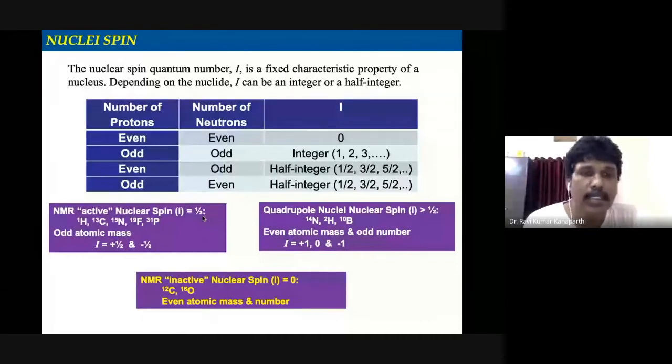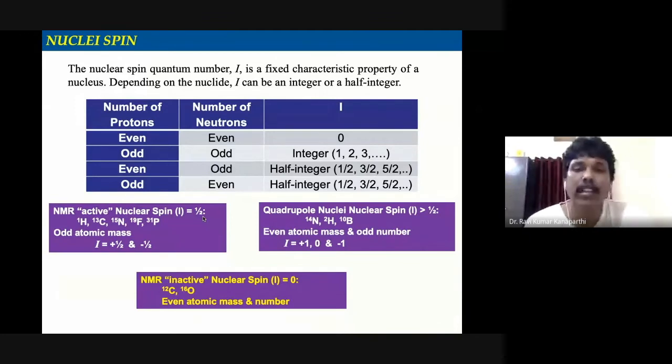Likewise, certain nuclei in the periodic table also possess spin. Their spin quantum number is very important in NMR spectroscopy, and those nuclei which do not possess spin do not show NMR, so we need not discuss them. NMR spectroscopy deals with atomic nuclei whose nuclear spin quantum number is non-zero.